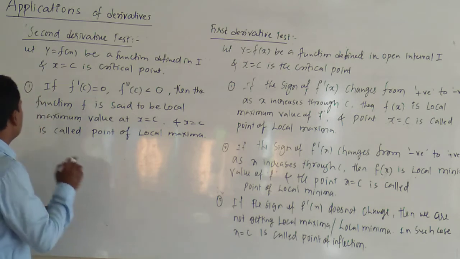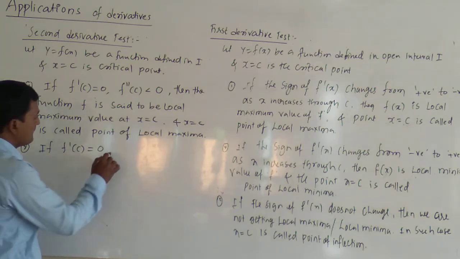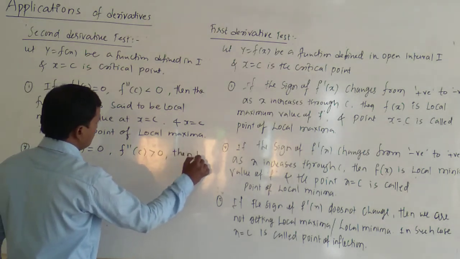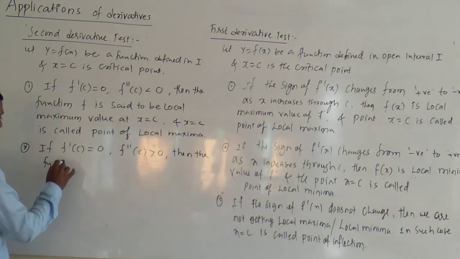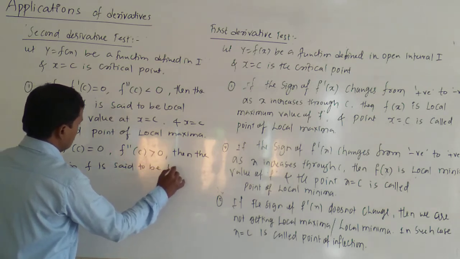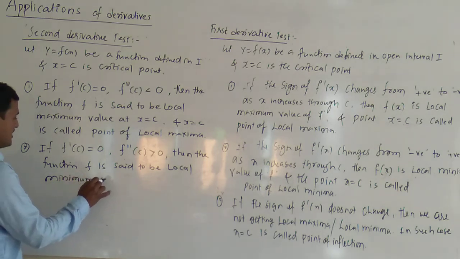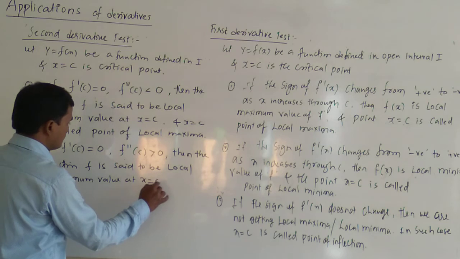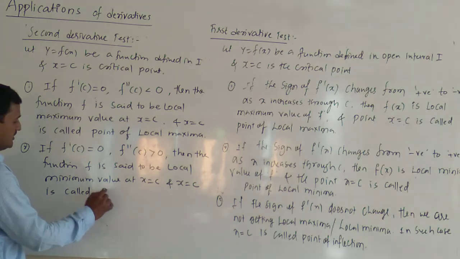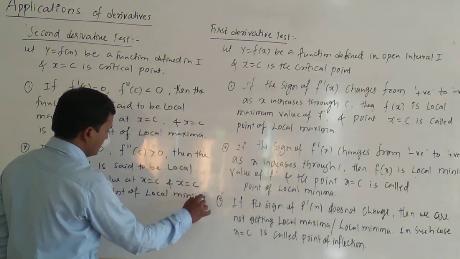And x equal to c is called the point of local maxima. Okay, and the second one is: if f dash of c equal to 0 and f double dash of c is more than 0, then the function f is said to have a local minimum value at x equal to c, and x equal to c is called the point of local minima.